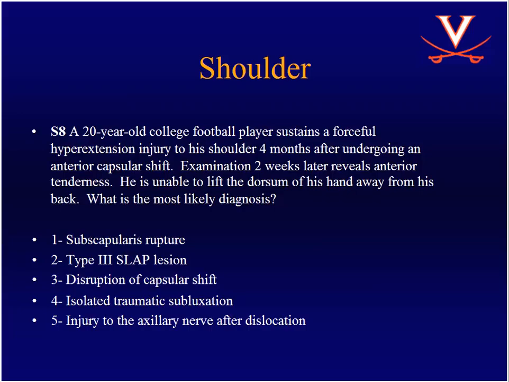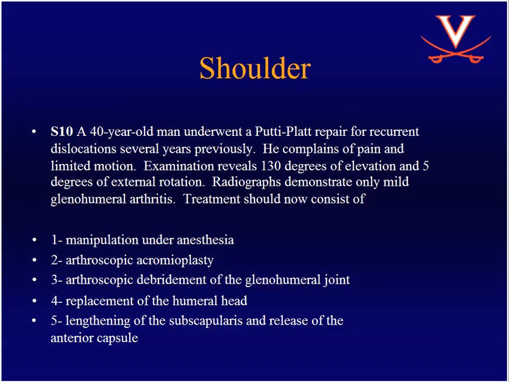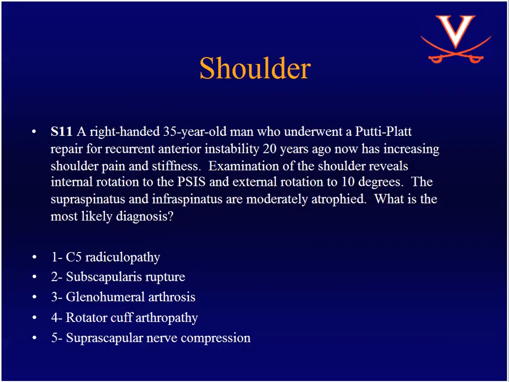Number nine, 56-year-old laborer, subcoracoid dislocation, that's an anterior dislocation. He fell off a scaffold 3 weeks ago, he's 56 years old and he had a dislocation. And now he can't raise his arm. Well, imagine that. That's because he has a massive rotator cuff tear. And that's the first thing you're concerned about. Not his labral tear. Get an MRI back. Oh, he's got a Bankart tear. Well, let's go fix it. No. He's got a massive rotator cuff tear. Let's worry about that.